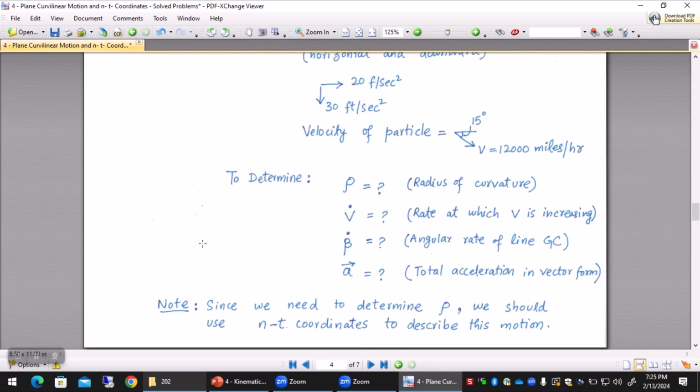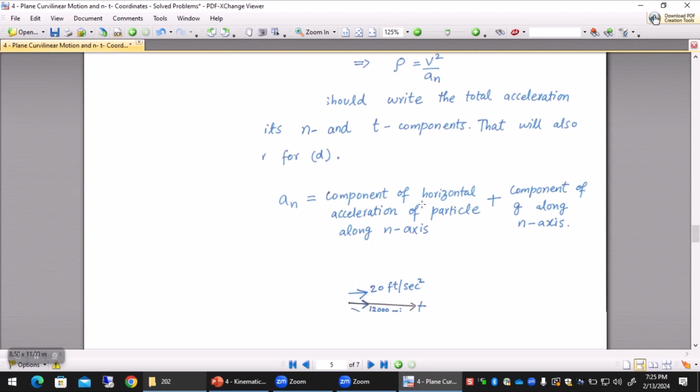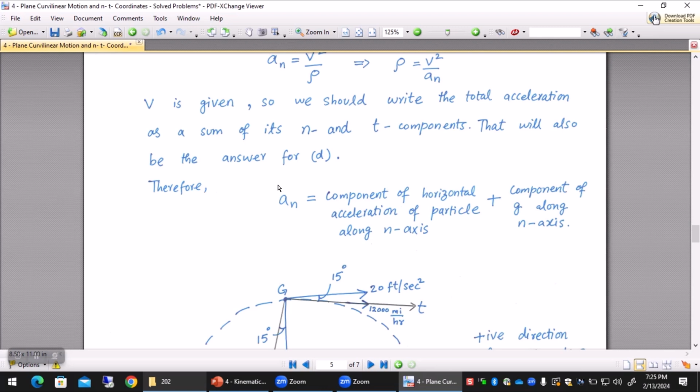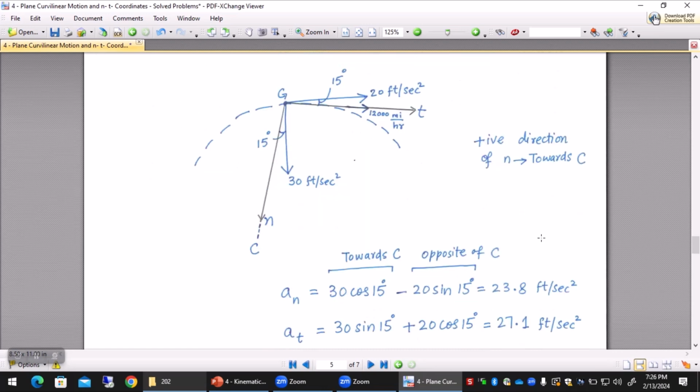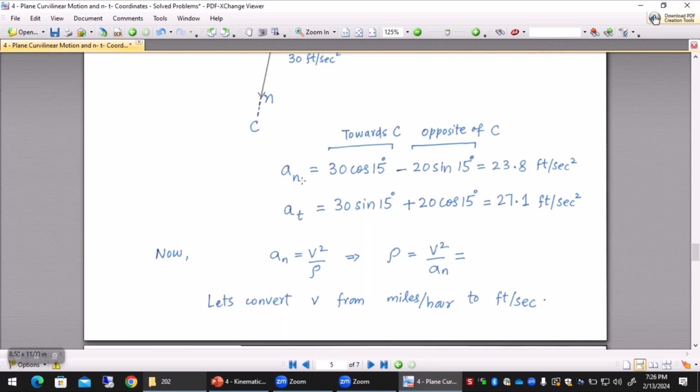So the final thing is that a sub n should be the component of horizontal acceleration along the n axis plus the component of vertical acceleration along the n axis. When I did that, I get these two equations. Total a sub n is equal to 30 cos 15 minus 20 sine 15, and a sub t will be 30 sine 15 plus 20 cos 15, right? So both of the t components are positive, but one of the n components was negative because it is in the direction opposite to the center of curvature.